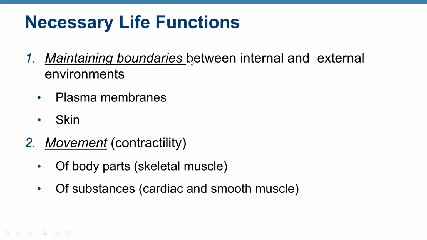Necessary life functions include maintaining of boundaries between internal and external environment. So for your cells to stay alive, it must have a plasma or cell membrane. The plasma or cell membrane is going to separate what is outside your cell from what is inside, right? So it's going to separate the external and internal environment of individual cells. And your skin, for example, also maintains those boundaries.